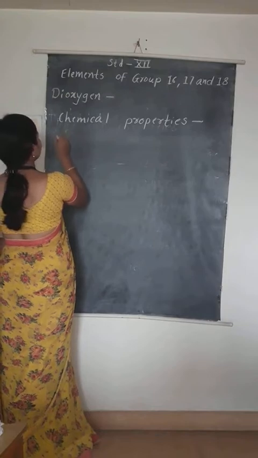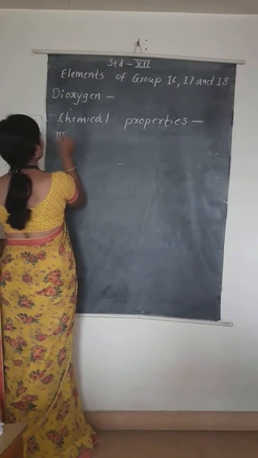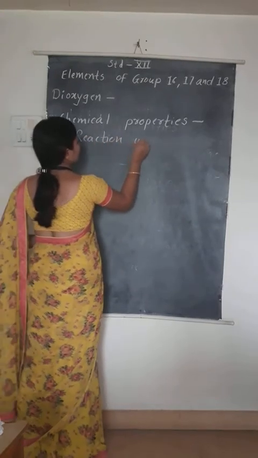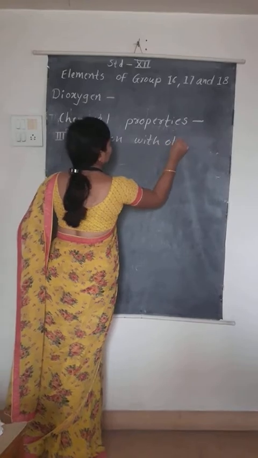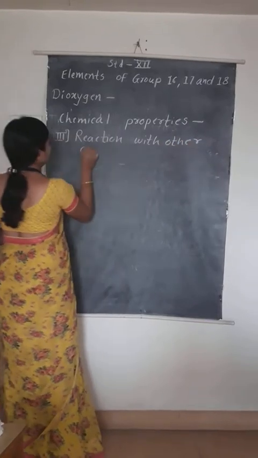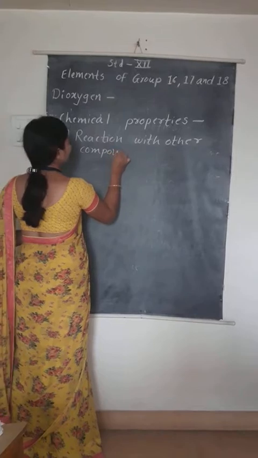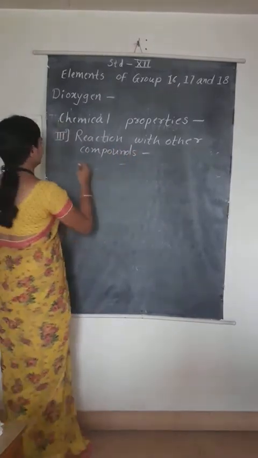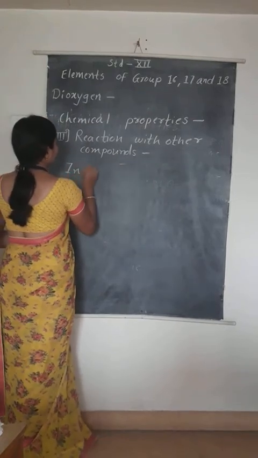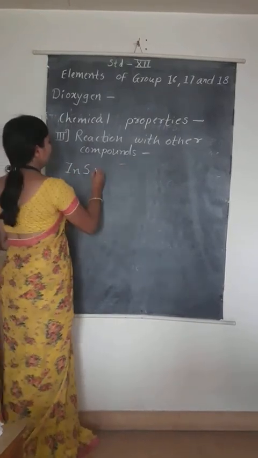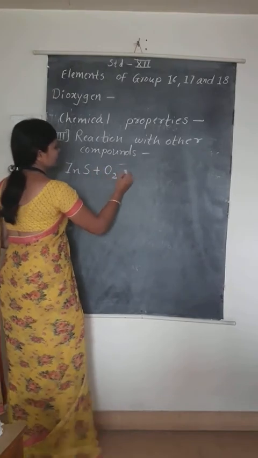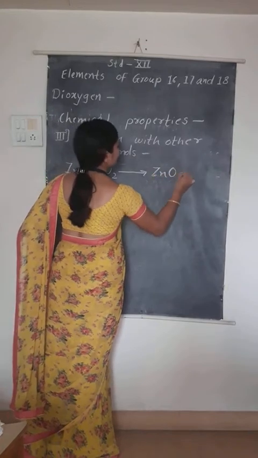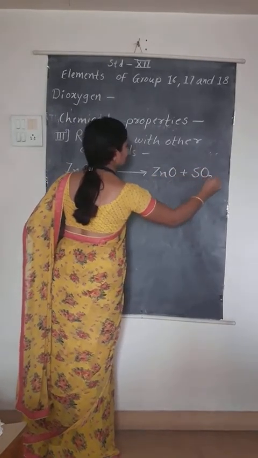First, we will see reaction of dioxygen with zinc sulfide. Zinc sulfide, when it is reacted with oxygen, it gives the formation of zinc oxide plus sulfur dioxide.